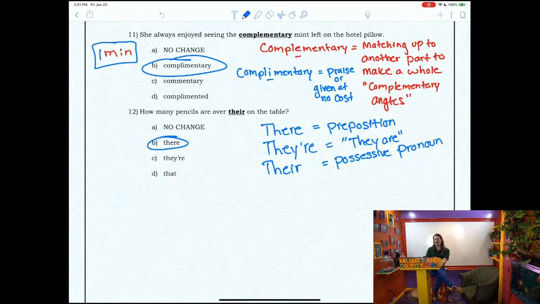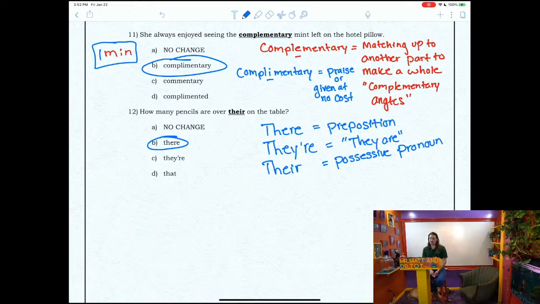Complimentary with an I, however, can either mean that someone is praising you, giving you accolades or positive feedback or remarks, or it could also mean given at no cost, so gratis or free. So here the complimentary mint is a free mint. It's given at no cost to you. So we want complimentary spelled with an I.